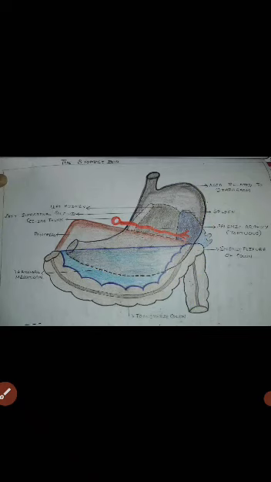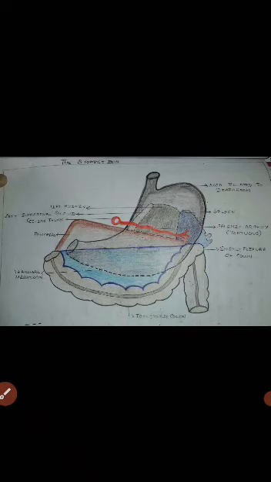And regarding the applied anatomy of stomach, gastric pain is felt in epigastrium because the sympathetic nerve supply of stomach is T6 to T9 segments of the spinal cord, which also supply anterior abdominal wall. So gastric pain is felt in the epigastrium. So how is the gastric pain produced? It is produced either by spasm of muscle or by over distension.